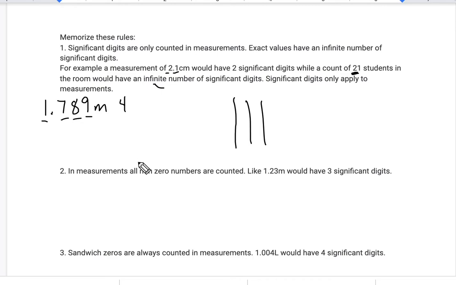Okay, now the tricky part about these rules is the zero rules, and we're going to get through that. But the first thing is anything that's not a zero is always counted in a measurement. So a measurement of 1.23 would have 3 significant digits. Or if you had 7.845, that's going to have 1, 2, 3, 4 significant digits.